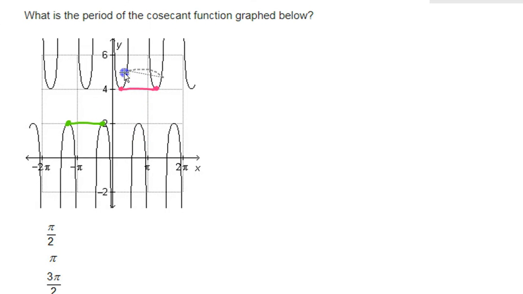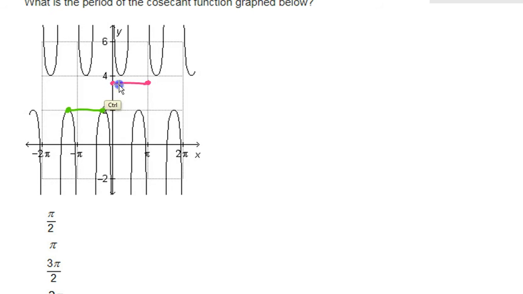And because this is digital, I can actually grab it and show you. If I were to slide this over, you can easily see that it's exactly the width from one line to the next. That's exactly pi. So you can see that this period is in fact pi. So that's why this is the answer right here.